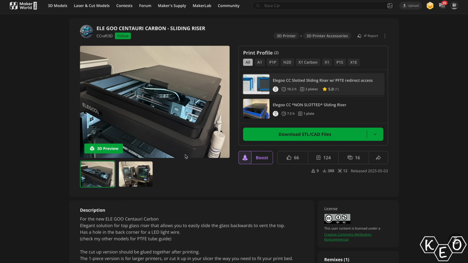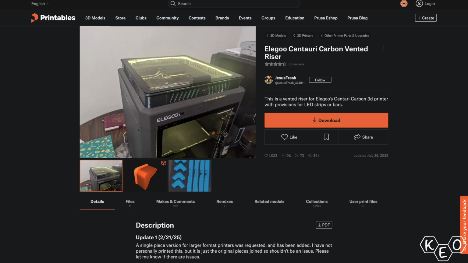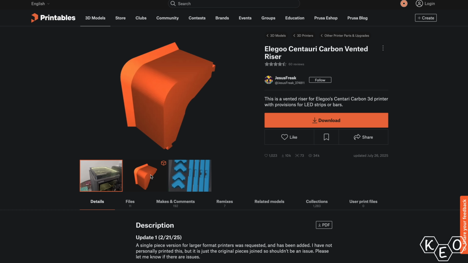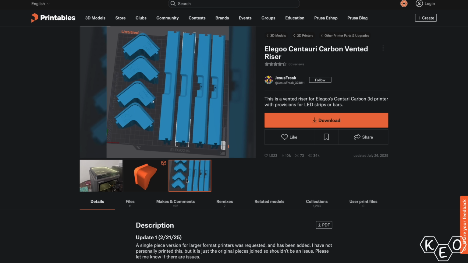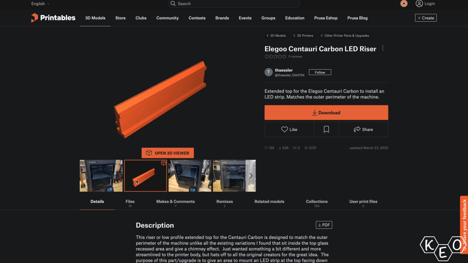So I figured I might print one of the solutions that's out there that might solve the problem. I'm sure I could print it out of some high temp material so the warping wouldn't be a concern. But then as I thought about that even more, I don't really like that idea either. I don't like the idea of having a separate riser.